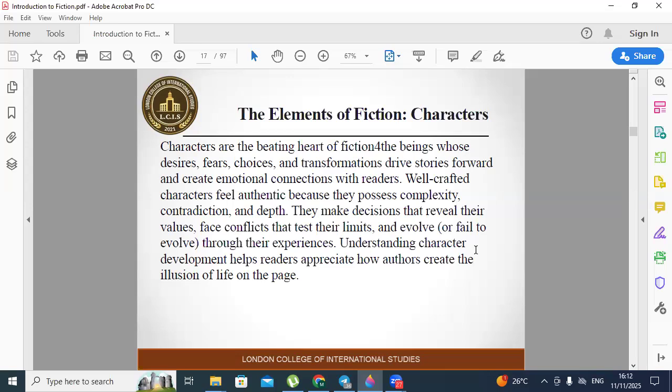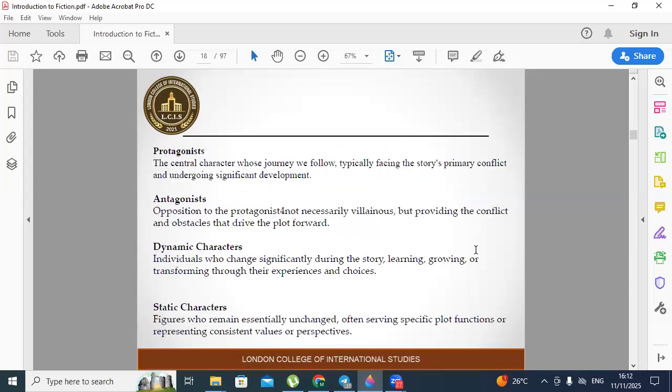Characters aren't real people, but skilled authors make them feel real through carefully selected desires, revealing actions, authentic dialogue, and psychological depth. When you care about what happens to a character, when you understand why they make choices, when you feel their emotions, this is the magic of characterization at work. Then let's go to character types. Characters serve different functions within narratives.